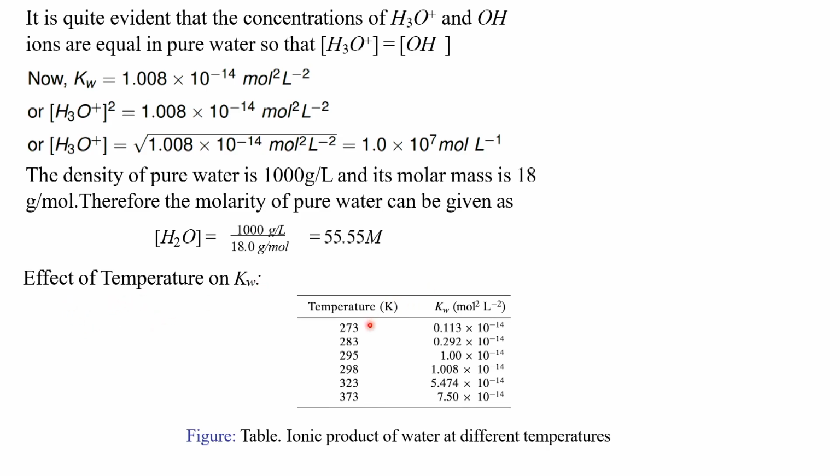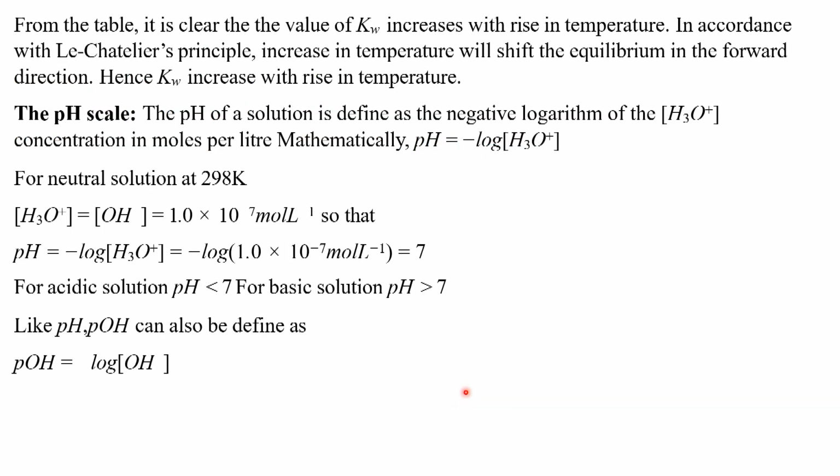If we see this table here, as temperature increases from 273 to 373, we can see the change in the Kw value. The Kw value increases if we increase the temperature. So from this table, it is clear the value of Kw increases with rise in temperature. In accordance with the Le Chatelier principle, increase in temperature will shift the equilibrium in the forward direction. Hence, Kw increases with rise in temperature.